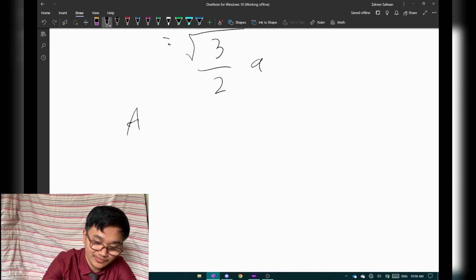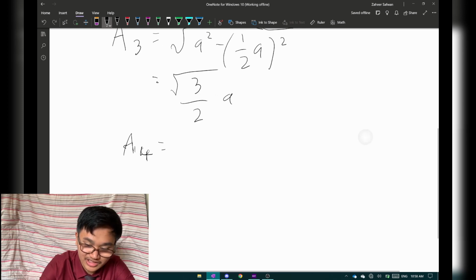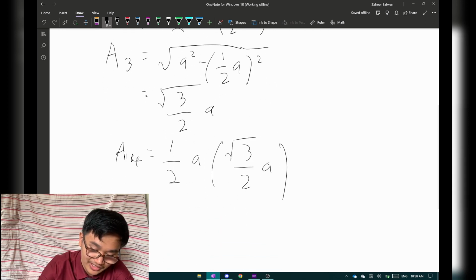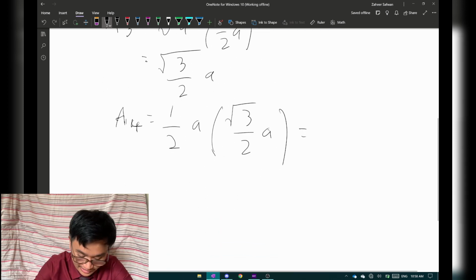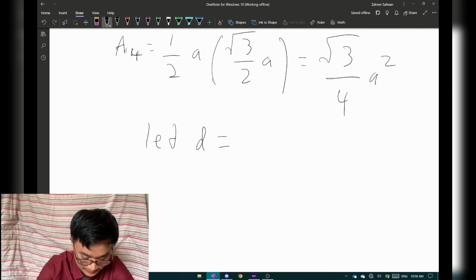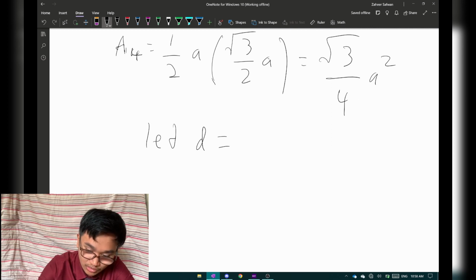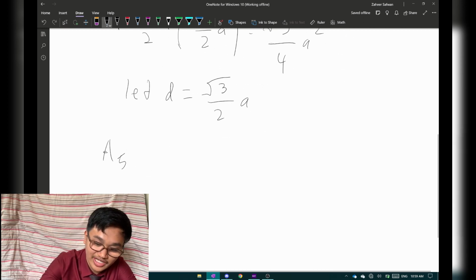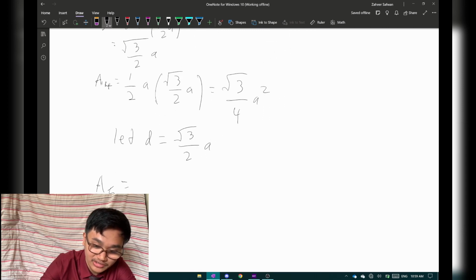Continuing on, A4. We substitute A3 into B1, base times height, since we already got the height, and it is equal to square root 3 over 4 A squared. We pick a new variable, D, equal to square root 3 over 2 A. Then we get A5. The reason we substitute is so that it will become similar to B1.